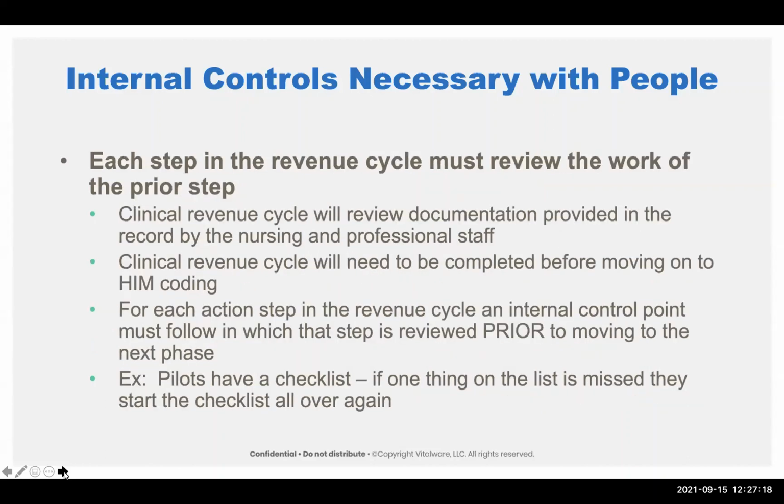So internal controls are necessary. Each step in the revenue cycle has to look at the prior step, and we've talked about that. So the clinical revenue cycle needs to be completed before HIM coding goes on. It does no good to code it, but one of the things I see with the coders is that because the op report isn't done, they can't code from the preliminary, so they kind of code from the description, and it's not the complete description. We could have had a different code. For each action, you have to look at the prior step.